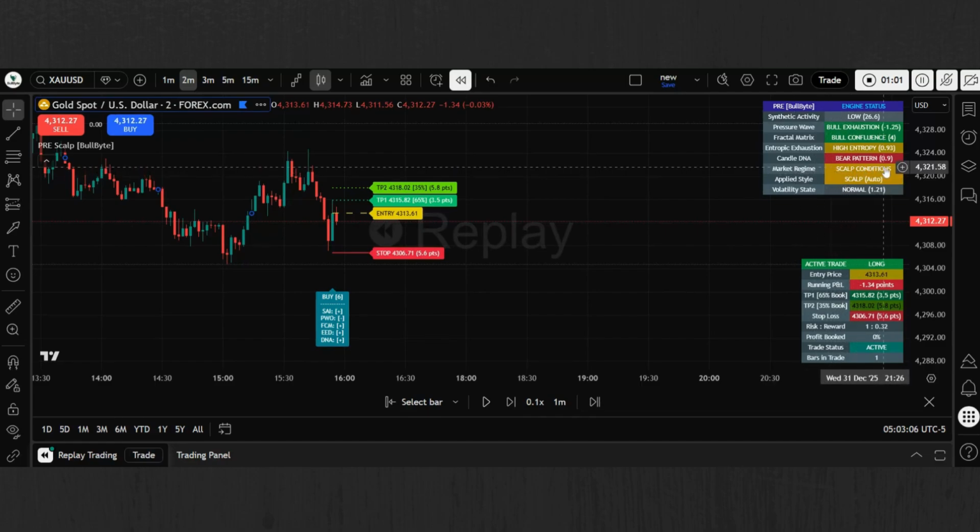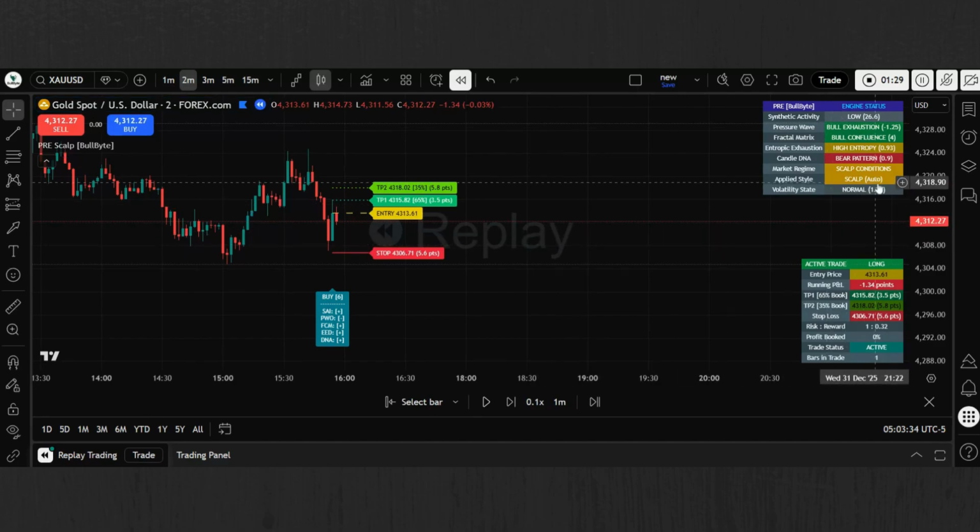It shows scalp conditions. What does this mean? It means the market is currently favoring tighter risk to reward setups. The move might not have much room to run, so the system is telling you to take quick profits. As a result, you see dynamic TP and SL placement. The take profit levels are tighter. The stop loss includes an additional buffer which acts as a volatility adjustment. This helps you avoid being a victim of stop loss hunting.